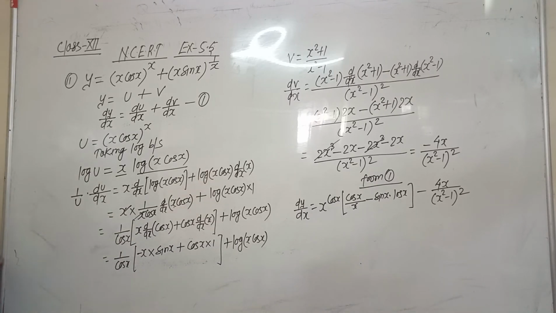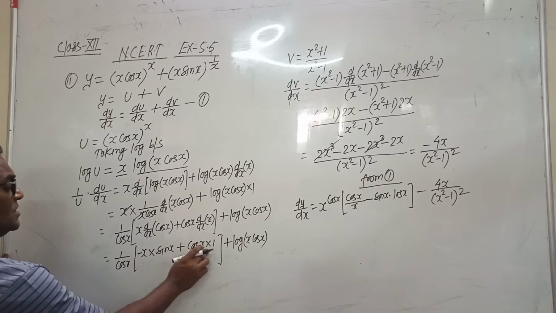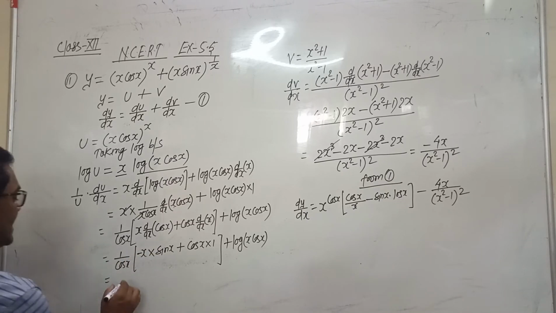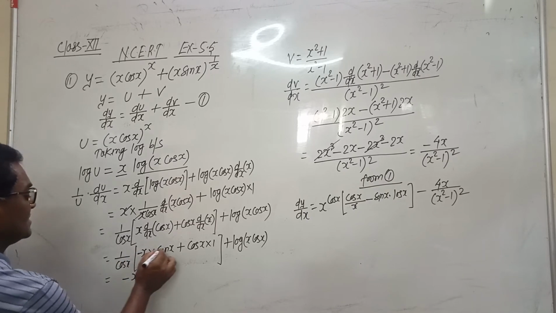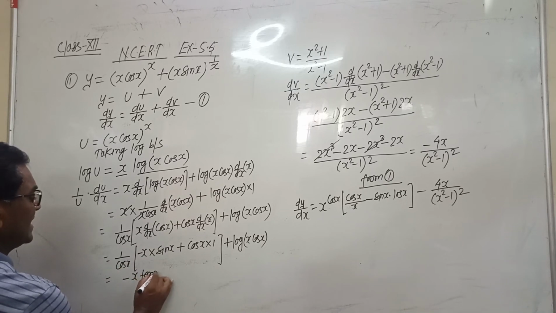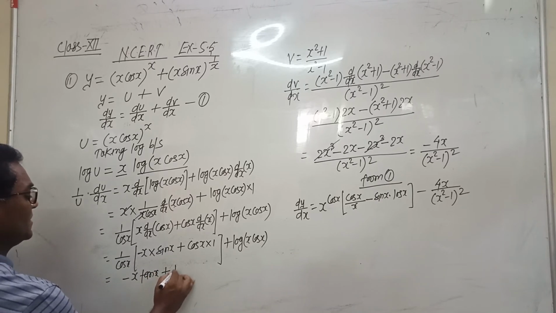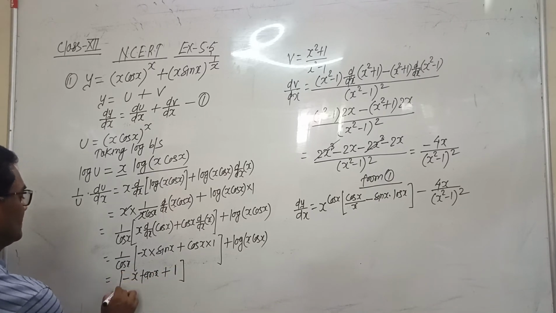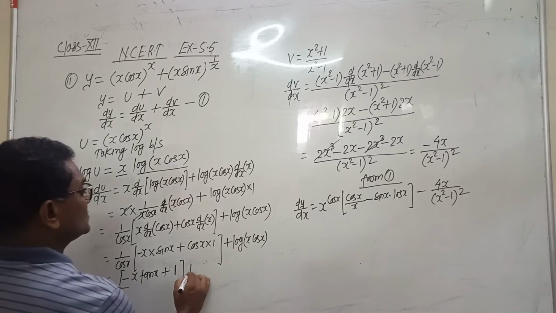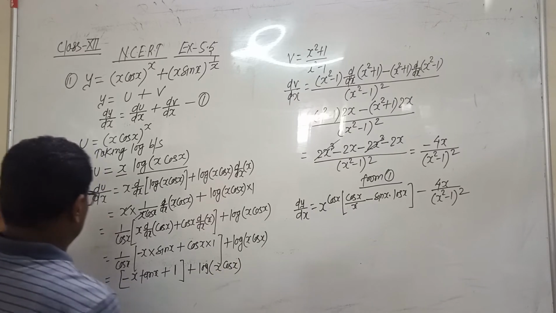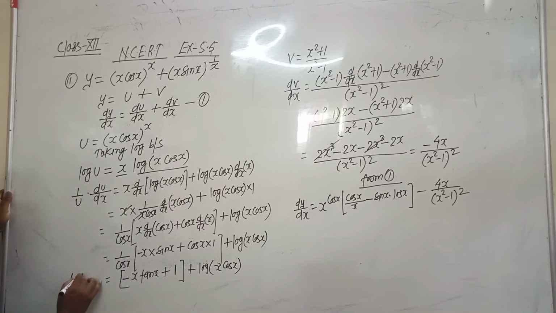Now multiply both the terms by 1 by cos x. So 1 by cos x multiplied by minus x sin x becomes minus x sin x upon cos x, which is tan x, and cos x is cancelled. It gives plus 1 and plus log of x into cos x, and this is 1 by u into du by dx.